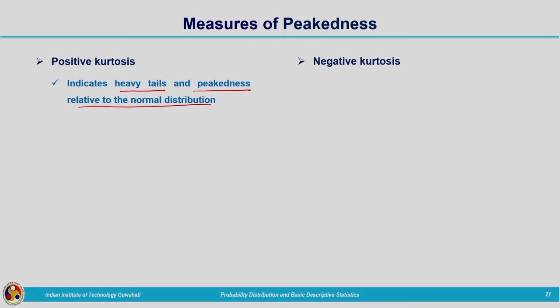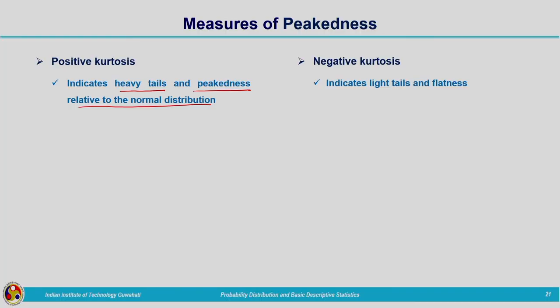What is meant by normal distribution? We haven't discussed about that. I'll come to it when we start with the probability distribution. And negative kurtosis indicates the light tails and flatness. Peakedness, from the name itself, it is clear that from the distribution plot, we can understand whether high peakedness or flat peakedness is there. So that is what is represented by means of coefficient of kurtosis.